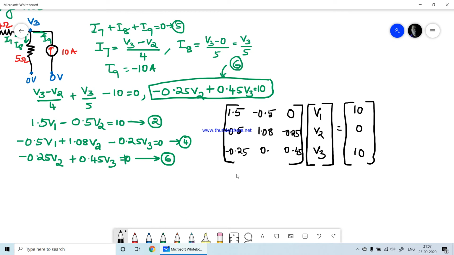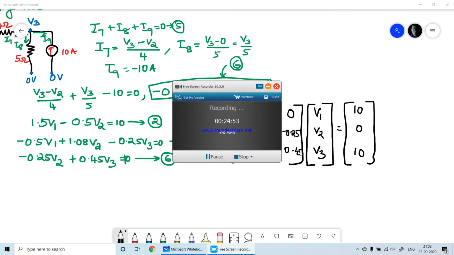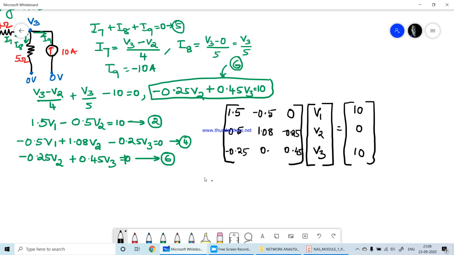Now using Cramer's rule, we will try to find out V1, V2, V3. I suppose you all know Cramer's rule. Use that and see what you get. When you use Cramer's rule, what you get is V1 equals 10.49 volts, then V2 equals 11.47 volts, and V3 equals 28.59 volts.